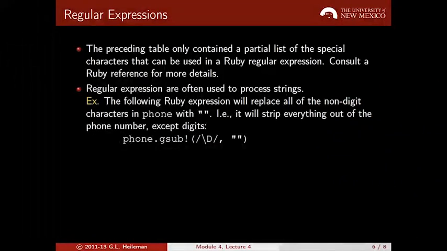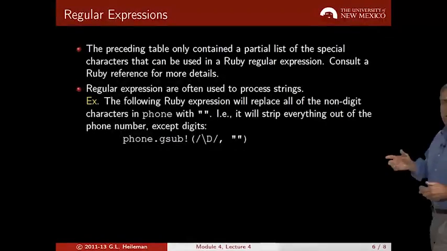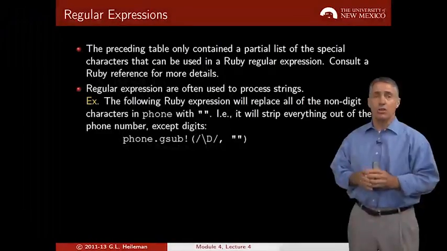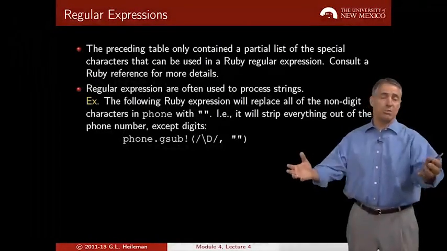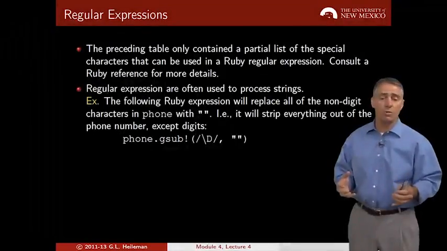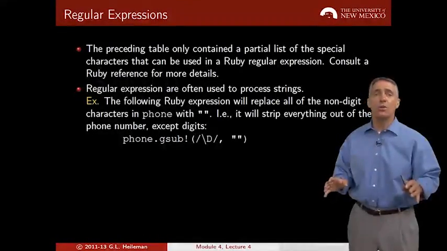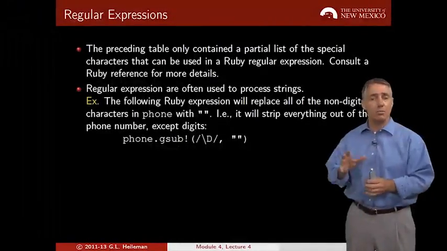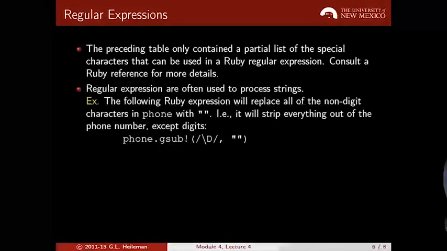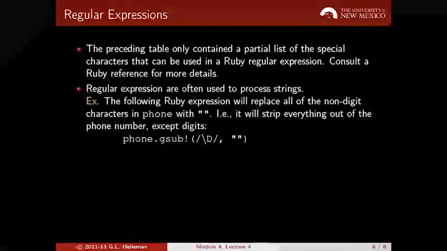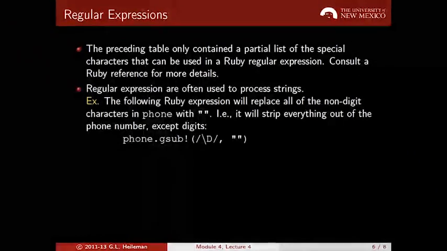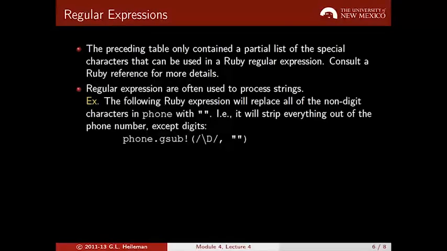So what happens to this? It'll take a phone number. Remember from the previous table that the capital D means a non-digit character. So if somebody supplies a phone number as part of a web form and it has anything other than a number in it, this will remove it and return just the numbers in the phone number. So this is a way to clean up a phone number that might be supplied to you on a web form, before you perhaps store it in a database.